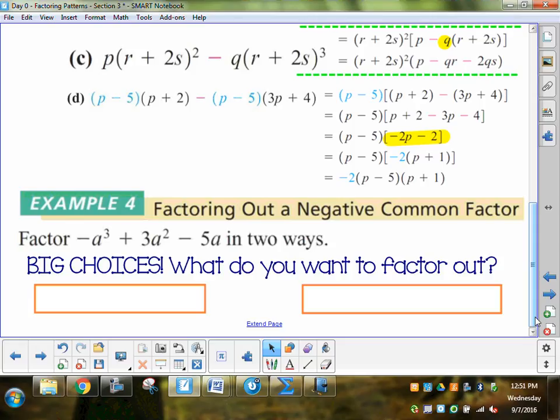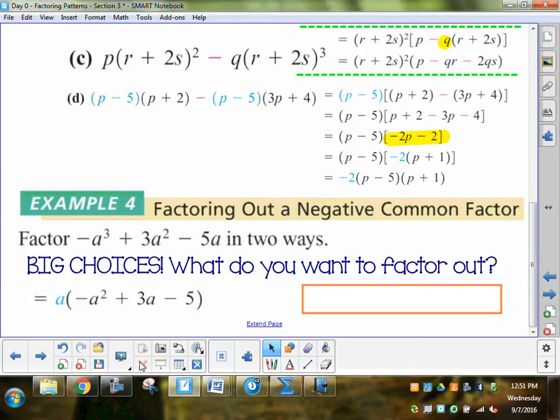This next one is interesting because there are 2 ways to do it. Both are right, and one is more right than the other. Hands up, please, if you can tell me one possible GCF for example 4. We got 1 person, 2, 3, 4. What's a possible GCF? A is one of them. And I'm not going to argue that you're wrong.